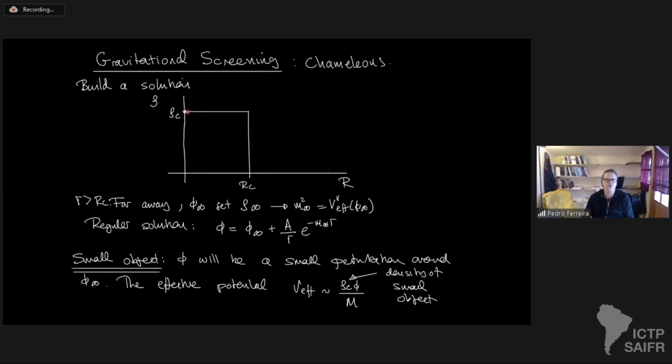And I'm just going to consider a constant density rho c out to a value RC. Now, far away from here, we have that the scalar field is settled at some value, phi infinity. And so the mass of the scalar field is just set by the second derivative of the effective potential at infinity, all right? It's going to be some value, and it's going to be presumably small because the density is 0 or non-existent at infinity, okay?